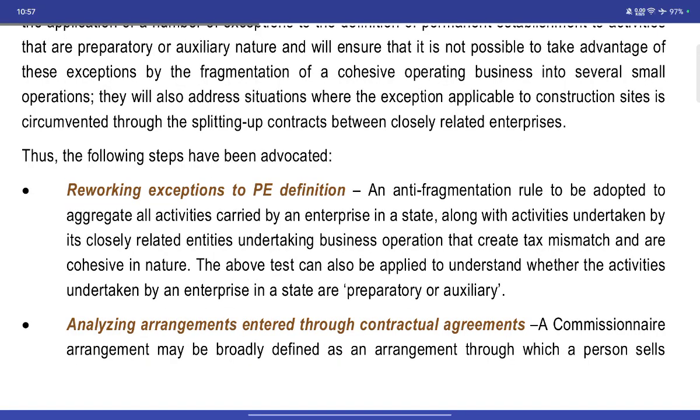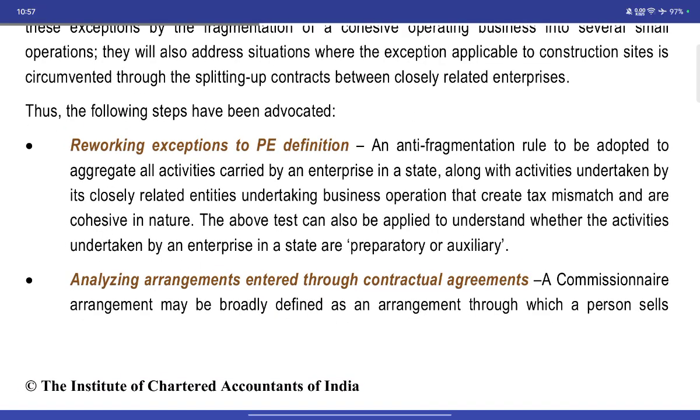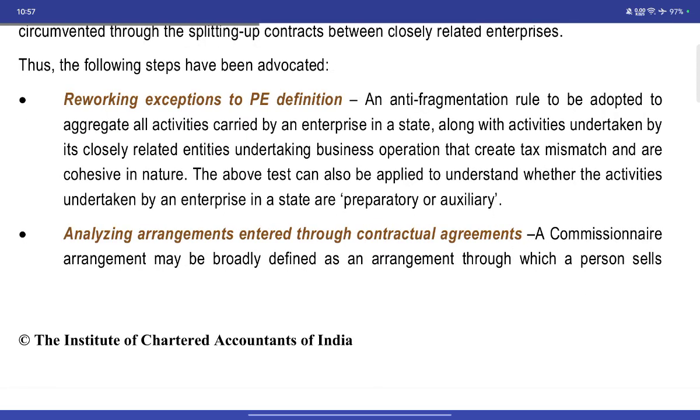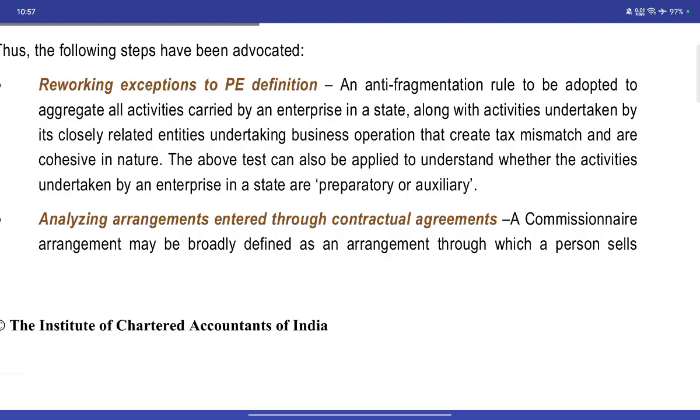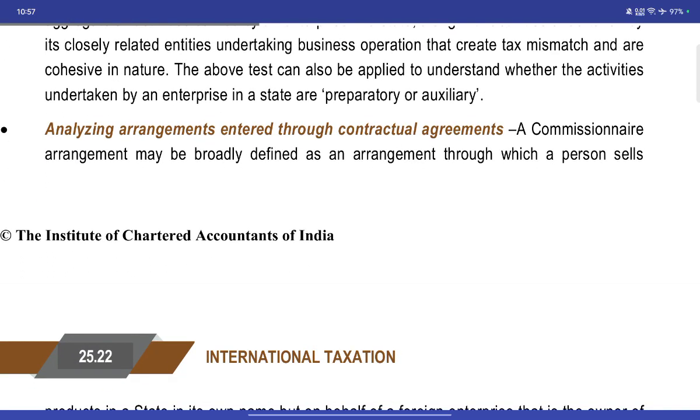They will also address situations where the exception applicable to construction sites is circumvented through splitting up contracts between closely related enterprises. Thus, the following steps are advocated: rework the exceptions to the PE definition, and adopt an anti-fragmentation rule to aggregate all activities carried out by the enterprise in the state along with the activities undertaken by closely related entities undertaking business operations that constitute a cohesive business. The above test should also be applied to understand whether the activities undertaken by the enterprise in the state are preparatory or auxiliary, analyzing the arrangement entered into and the contractual agreement.